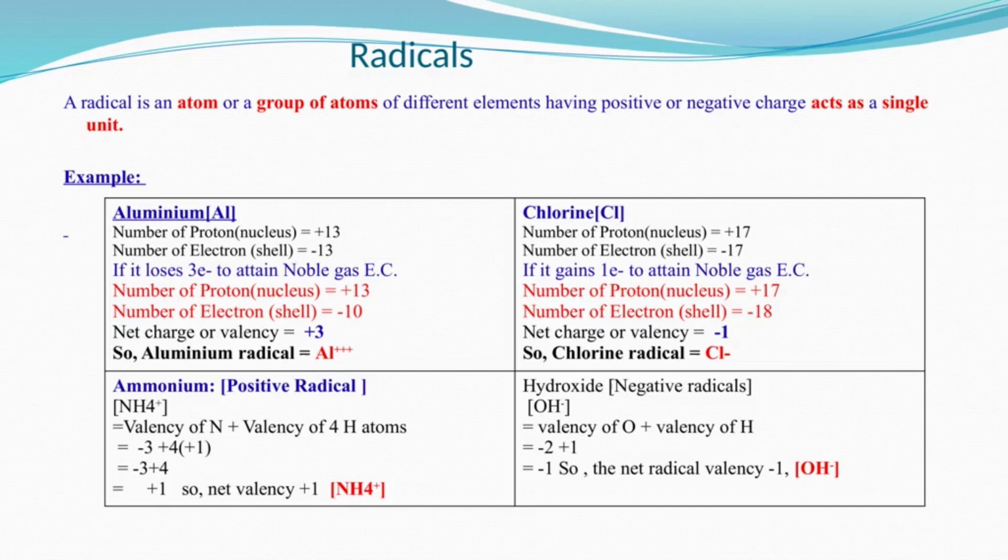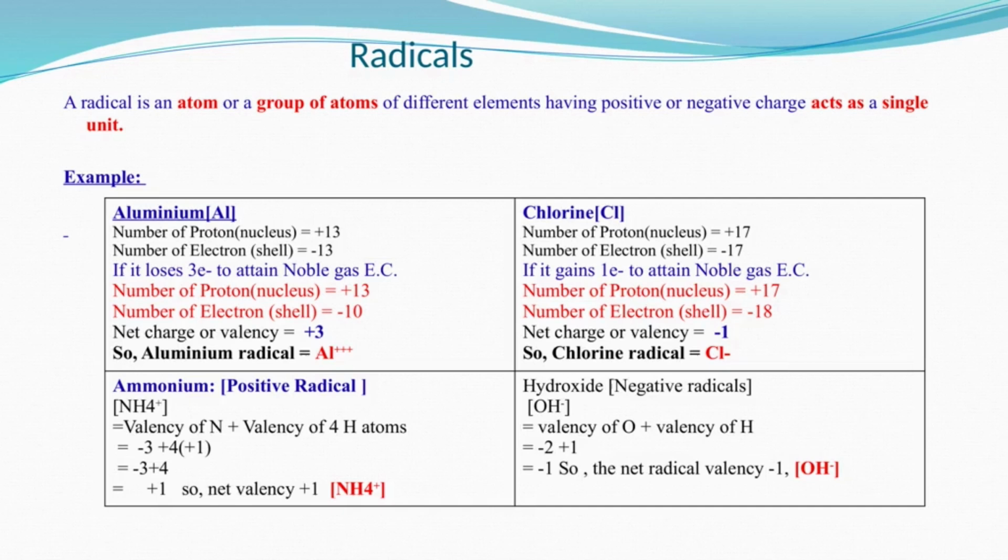Now another example, of the compound radical, is given there. For example, ammonium, NH4 plus. For understanding only, we can write the valency of nitrogen plus the valency of 4 hydrogen atoms. It is formed by nitrogen and hydrogen, and nitrogen is only one atom and hydrogen is 4, NH4. The 4 should be a subscript, but you have to understand it. The valency of nitrogen and the valency of 4 hydrogen atoms should be there.